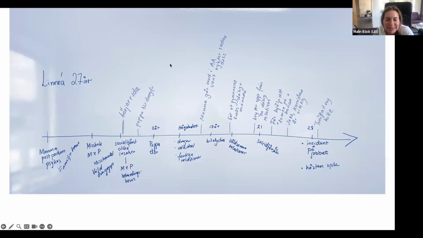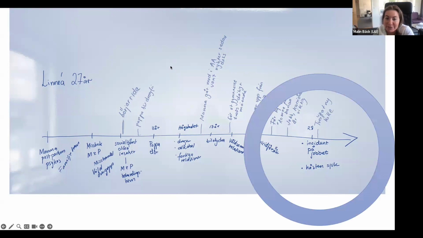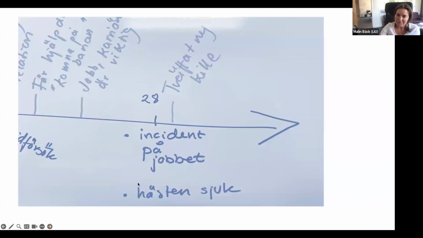This is a girl, she's 27 years old, and here are all her trauma events. But as you can see here in the circle, this is where we are working. She's been through a lot, but we're interested in what has been happening lately, what's going on there. That's something we can deal with. And just to mention, here and now.